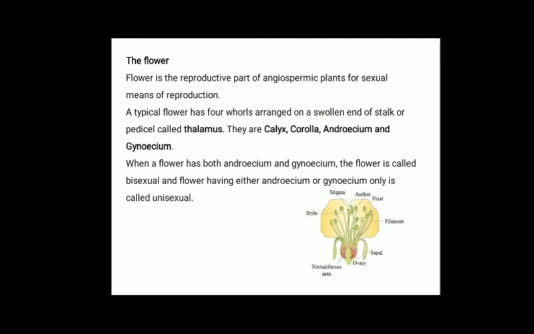Then we have the flower. The flower is the reproductive part of angiospermic plants that mainly helps in sexual reproduction. A typical flower consists of four whorls: calyx, corolla, androecium and gynoecium. When the flower has both androecium and gynoecium, we call it bisexual. When the flower has either androecium or gynoecium, that means if it consists of the male part, it is staminate, and if it consists of the female part, it is pistillate. Hence those flowers are known to be unisexual in nature.